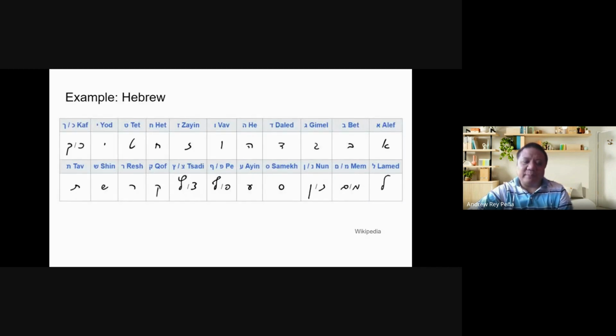Okay, here's an example of Hebrew. This is modern Hebrew actually. It's read from right to left. So you have Aleph, Bet, Gimel. It's like alpha, beta, gamma. Okay, and it's just the consonants that are represented.